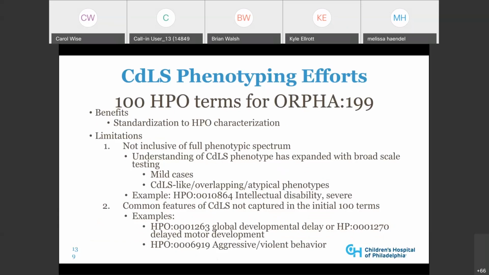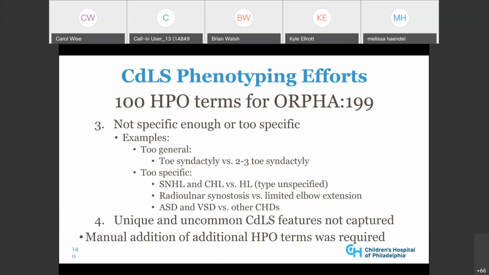And then on the next slide, there's just two more limitations that we were running into. So we were also finding, as other people have mentioned, and this is an issue with HPO terms, that some things were just certainly too specific or not specific enough. And I have a few examples here.